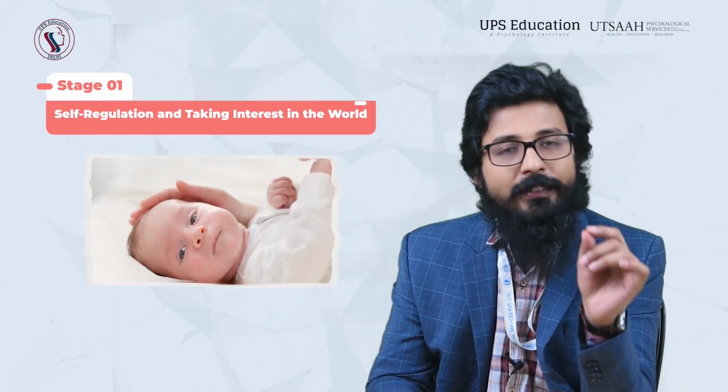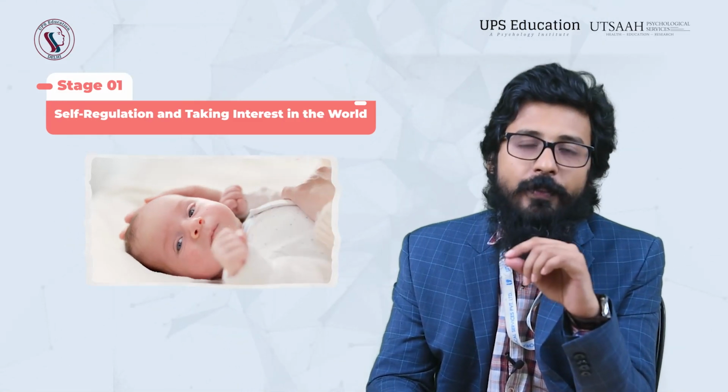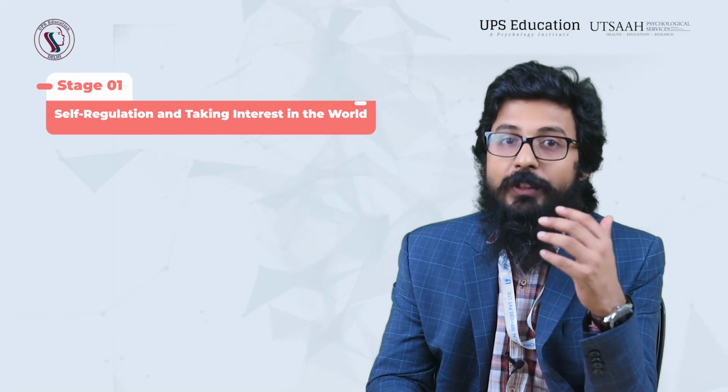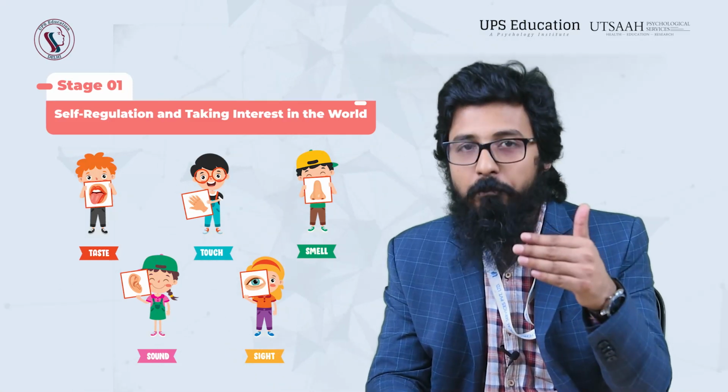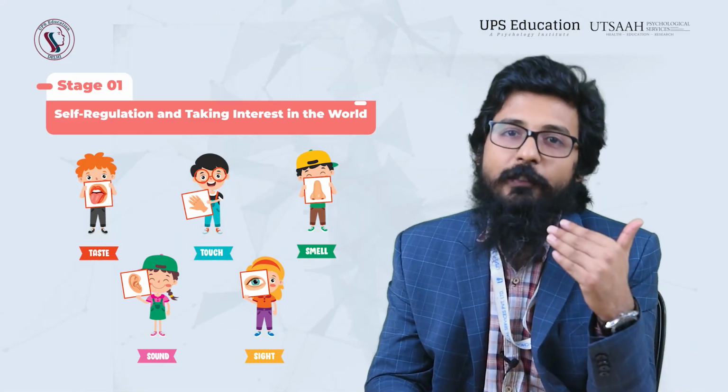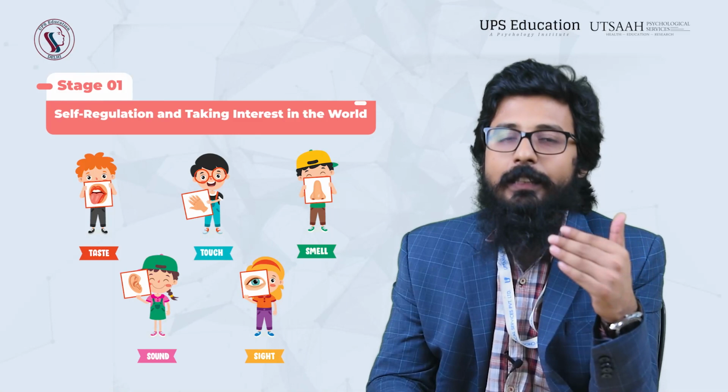And later in this stage only, the child becomes interested in the world through using their senses. They explore their surroundings through their sense organs. They use their senses of taste, touch, smell, sound, and sight. This kind of development, specifically emotional development, we can find in stage 1.